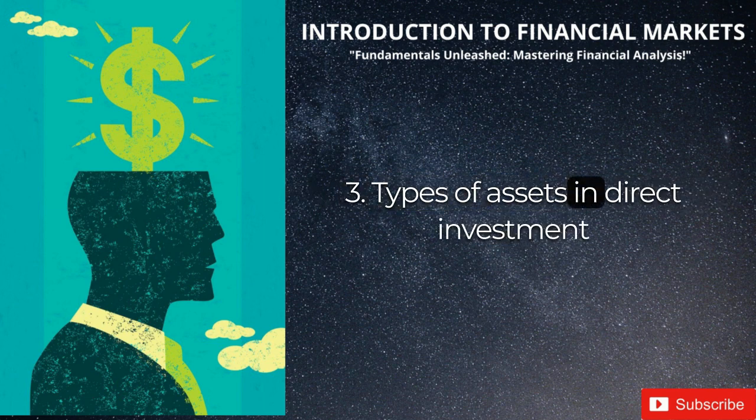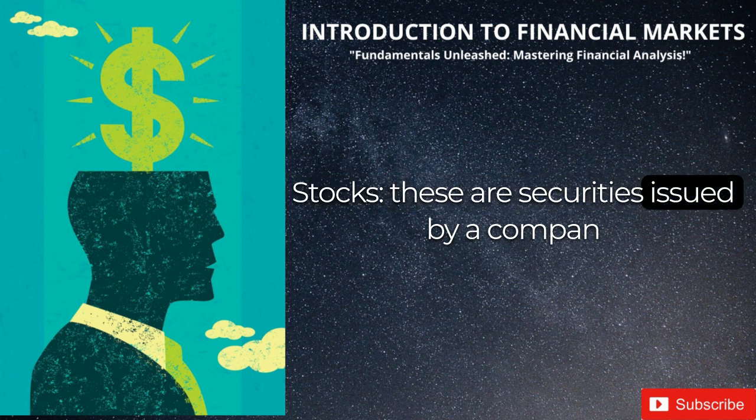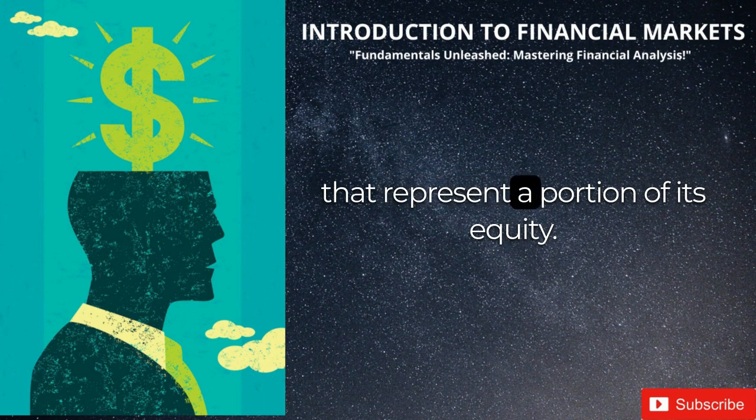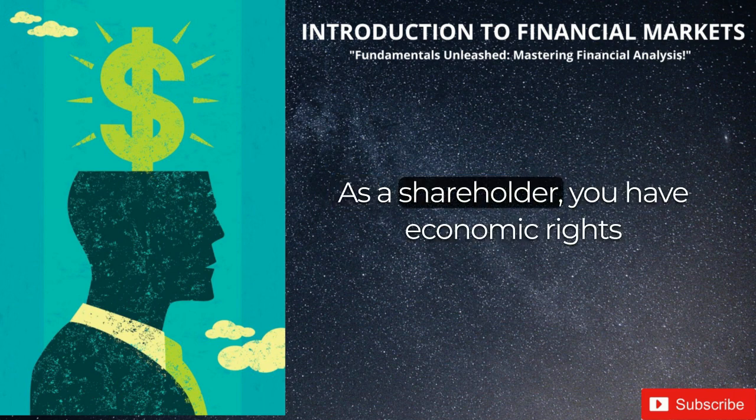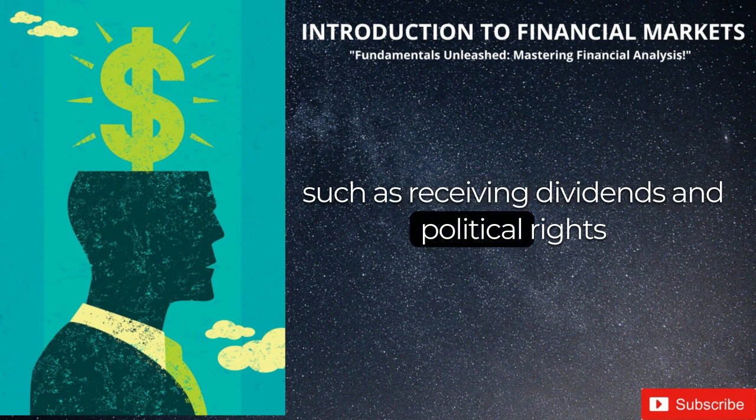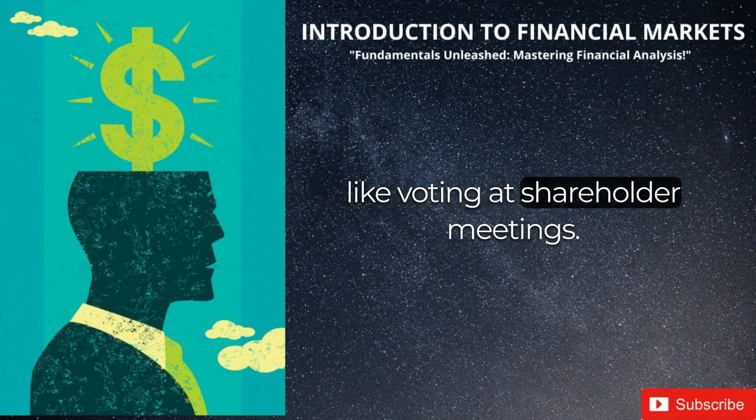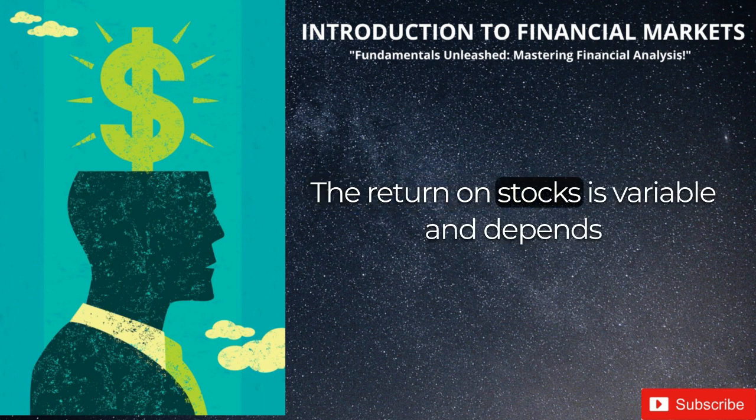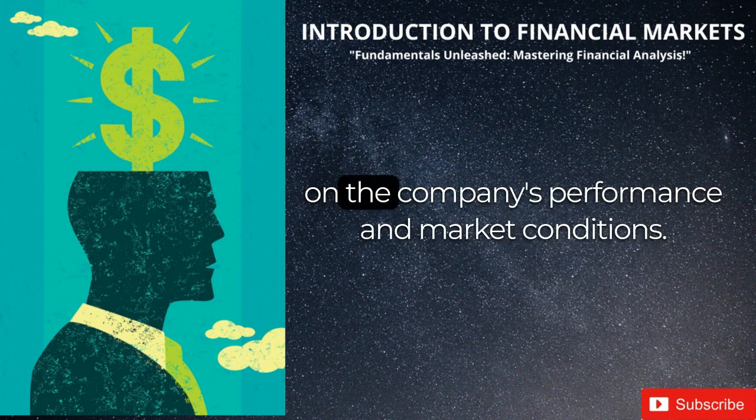Types of assets in direct investment. Stocks. These are securities issued by a company that represent a portion of its equity. As a shareholder, you have economic rights, such as receiving dividends, and political rights, like voting at shareholder meetings. The return on stocks is variable and depends on the company's performance and market conditions.